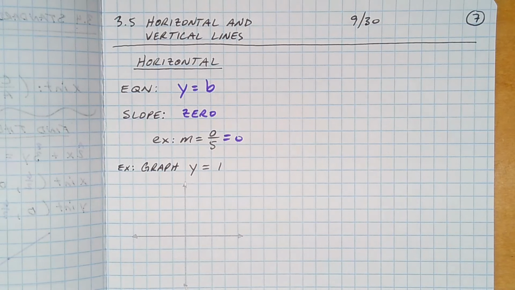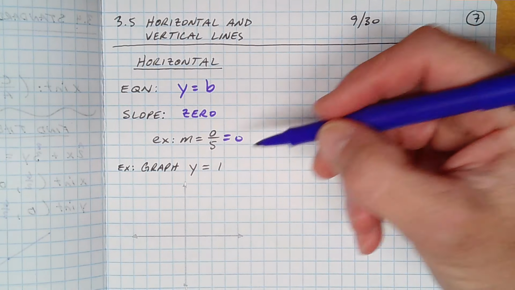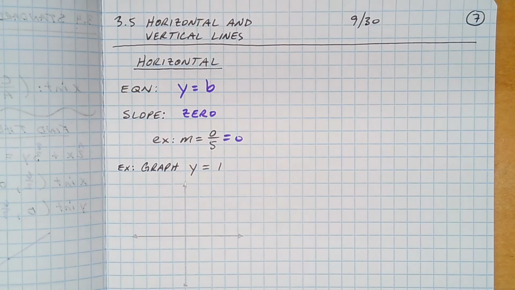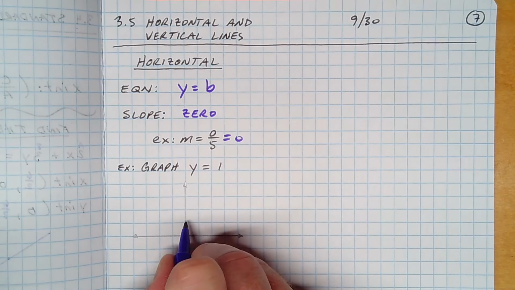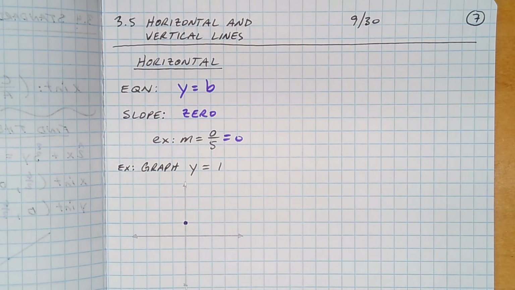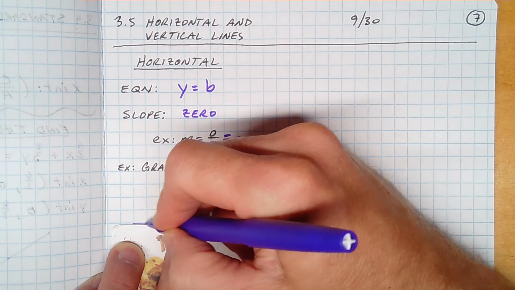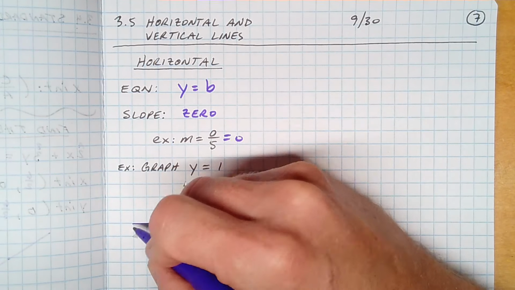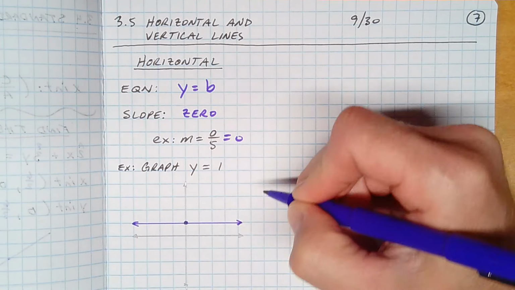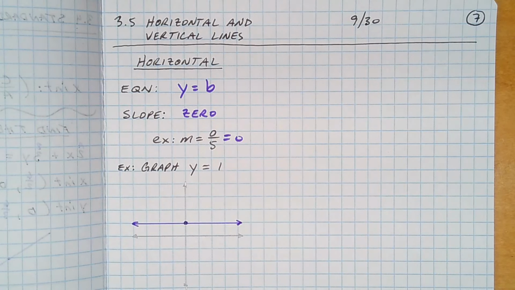All right, for an example, let's graph y equals 1. You can see that I have an 8 by 8 graph set up. And so to graph this, I can see that my b is 1. That's my y-intercept. I'm going to plot the point 0, 1 on my graph. I'm going to find a straight edge, and I'm going to draw a horizontal line through that point. So I've graphed y equals 1. It's pretty easy to do.